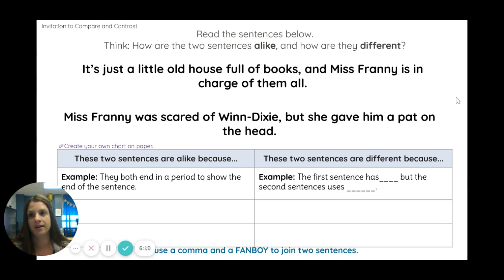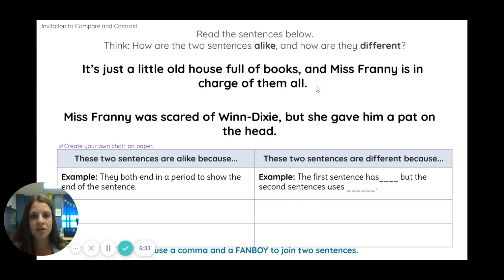So let's keep going. Let's go even further and think a little more deeply about this. Read the sentences below and let's think. How are the two sentences alike or the same? And how are they different? It's just a little old house full of books, comma, and Miss Franny is in charge of them all.